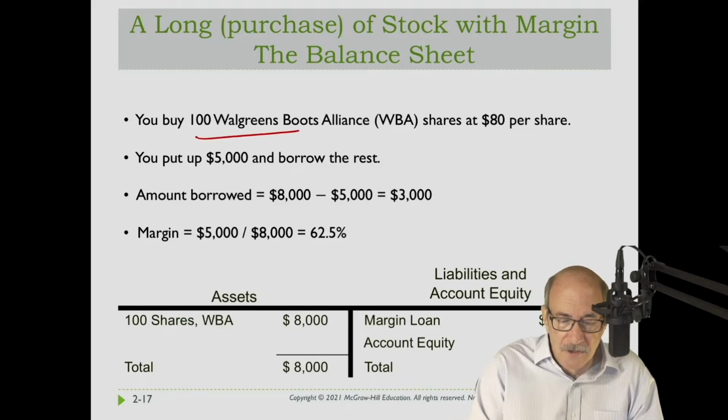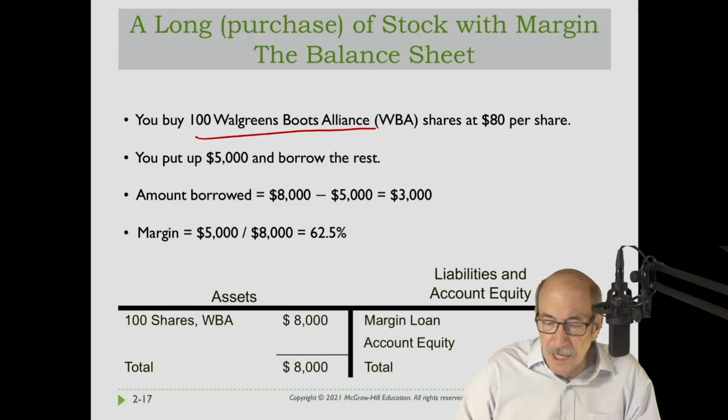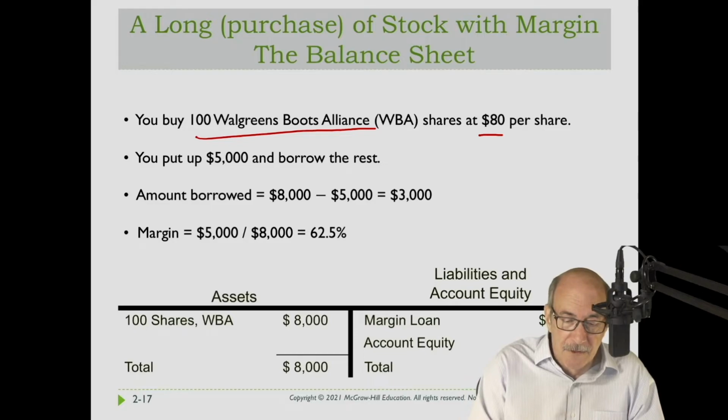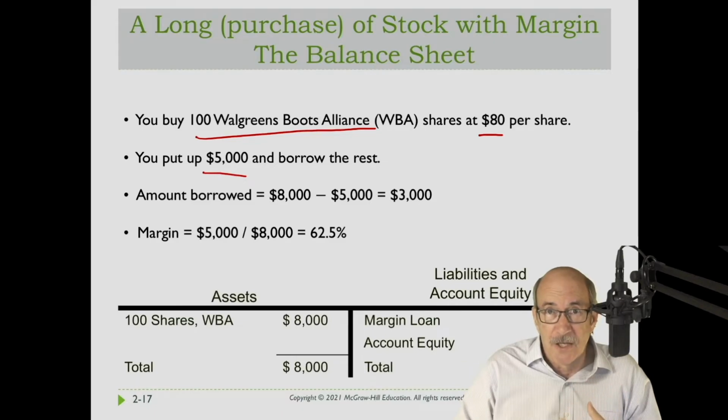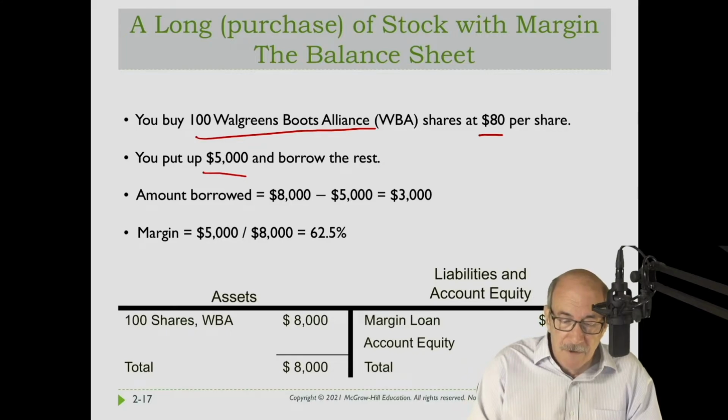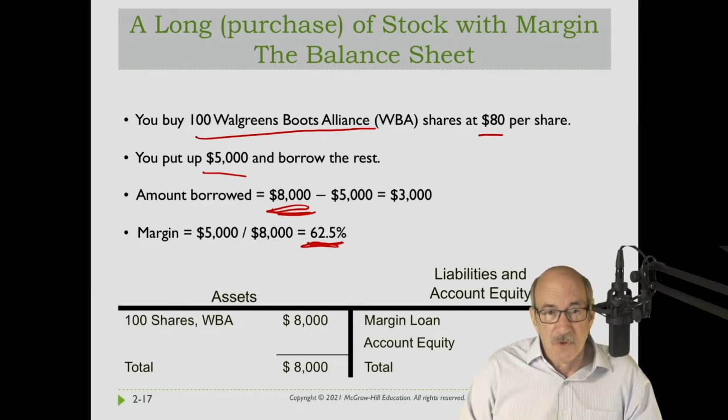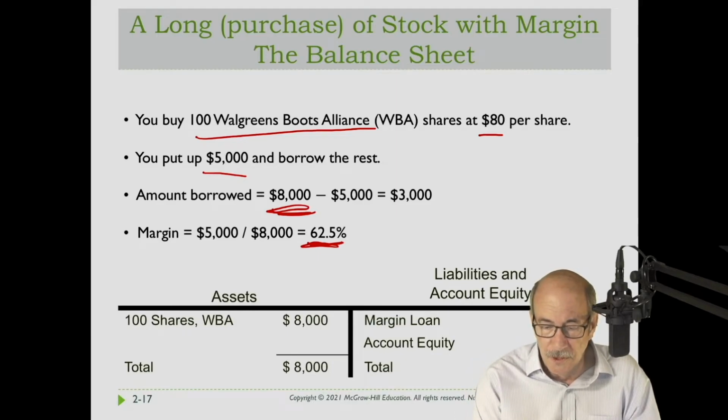We've got 100 shares of Walgreens Boots Alliance, WBA, and it's currently selling for $80 per share. We only have $5,000, and we'd like to buy as much as we possibly can with that $5,000. So we go to our broker, and our broker says, we'll allow you to borrow up to $3,000 in addition to the five that you already have. So you have a total of $8,000 to invest in WBA. This gives you what is called a margin of 62.5%. Margin is something that we should talk about here.